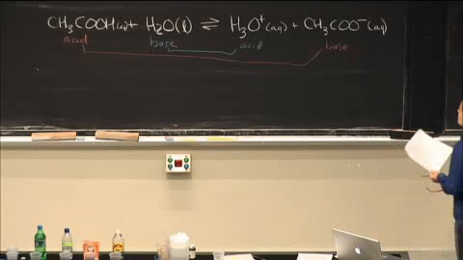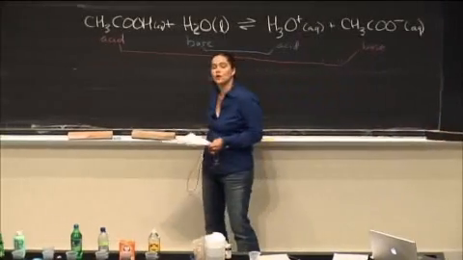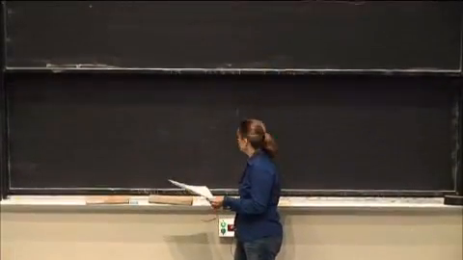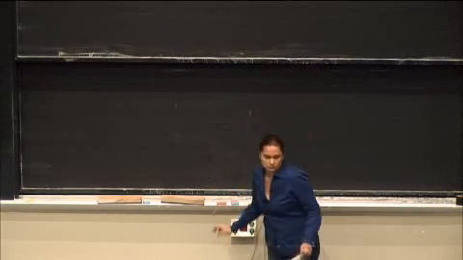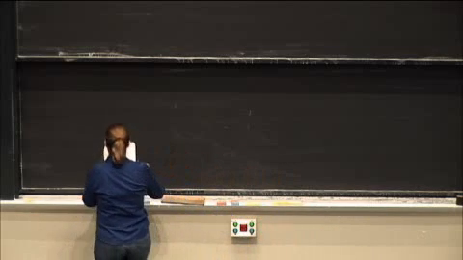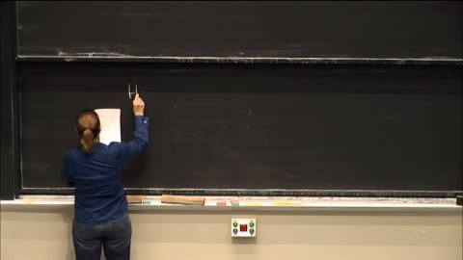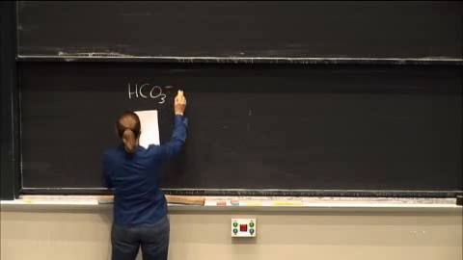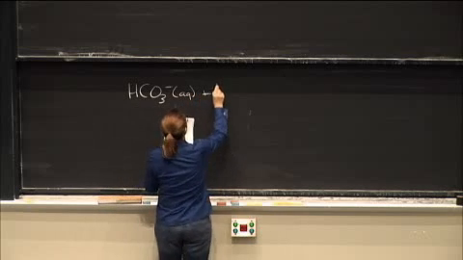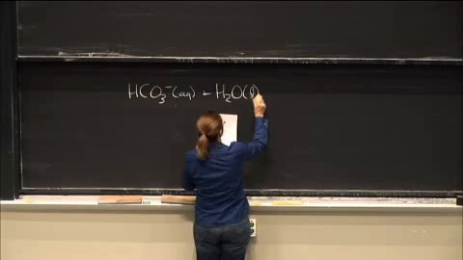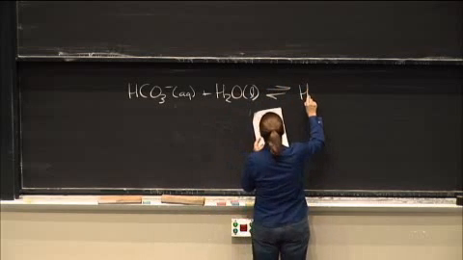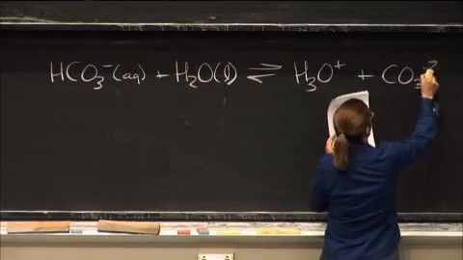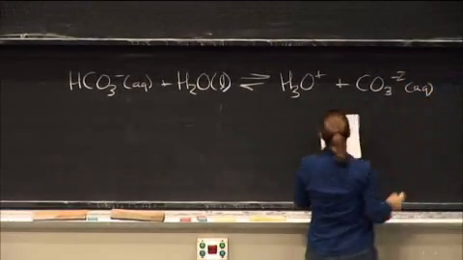All right, let's look at a couple more examples to get the sense of this and figure out what the acid-base pairs are. So one more example. Now let's look at HCO3 minus in aqueous solution and water going to, again, hydronium ion and CO3 minus 2, also in aqueous solution.